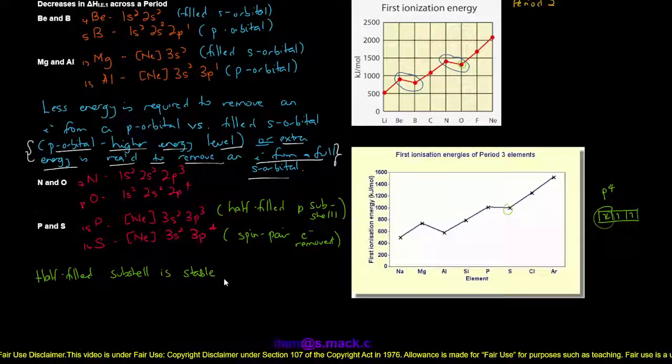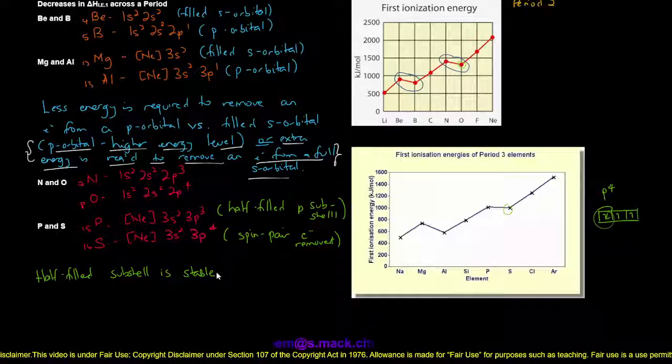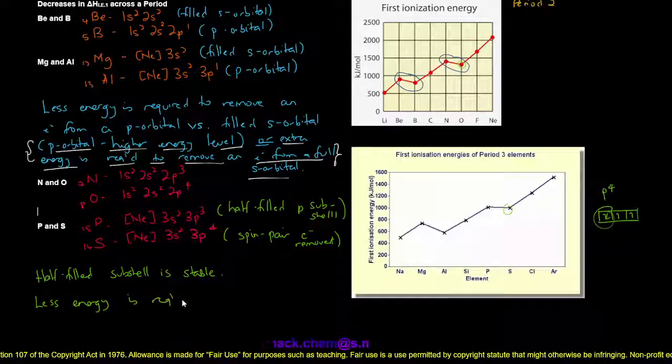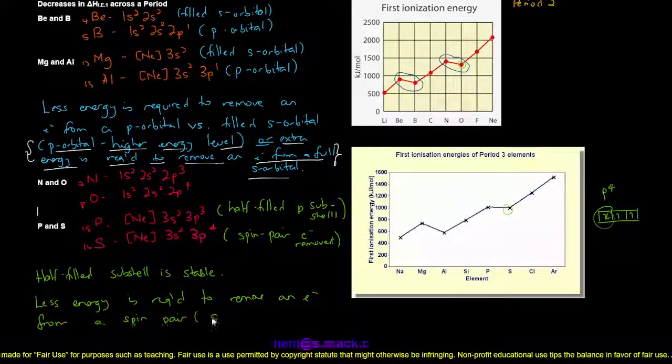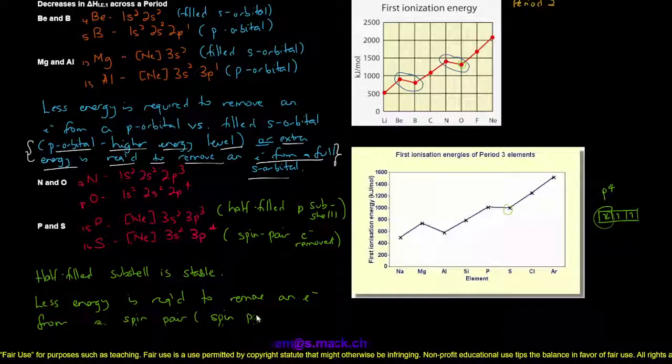Our half-filled subshell is stable because all the electrons are of equal spins, right? Compare this to our p4 subshell, where we have a spin pair. This means less energy is required to remove an electron from a spin pair, and this is because of spin pair repulsion.